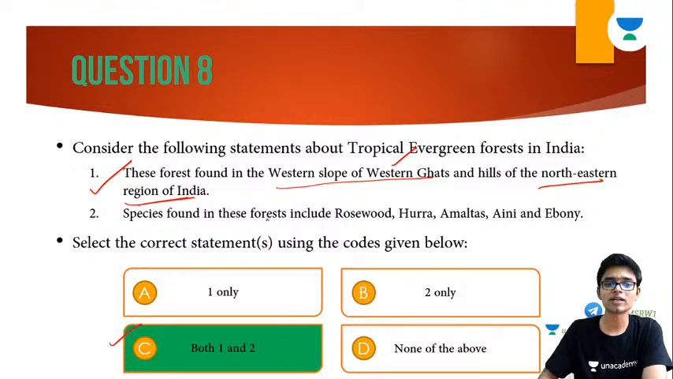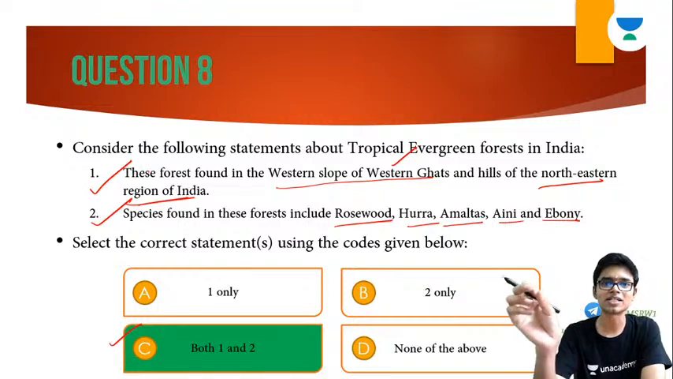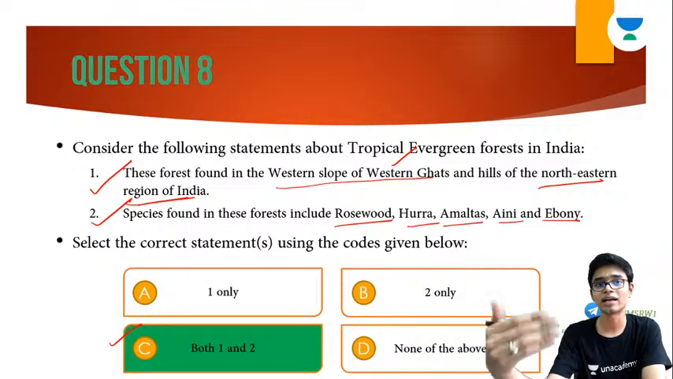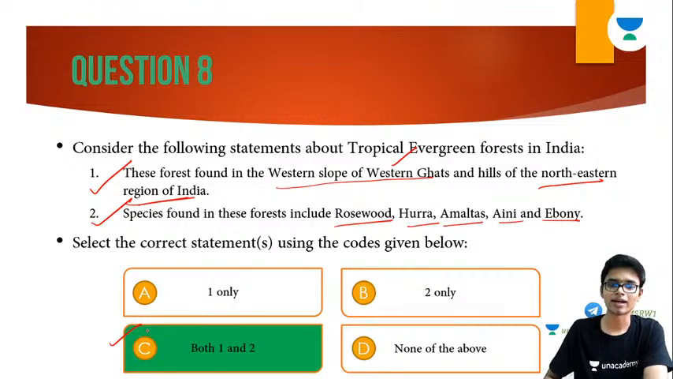Two, species found in these forests include rosewood, hurra, amaltas, eini, and ebony. Correct. Make sure you study certain species that stand out in particular kinds of ecosystems. These are examples of vegetation found in tropical evergreen forest. Both are correct. Answer is option C.